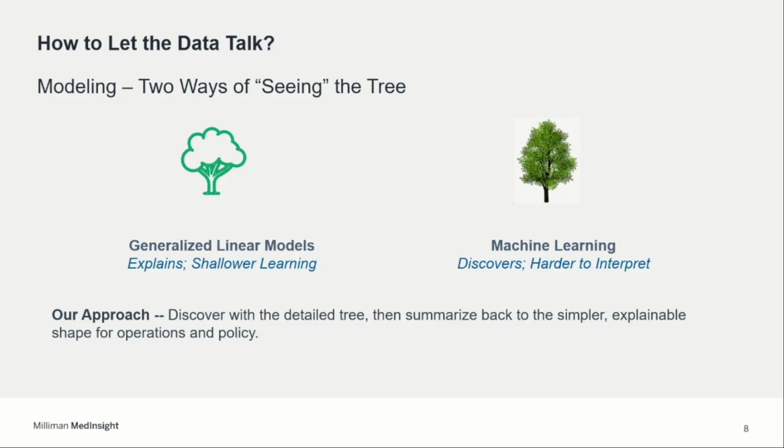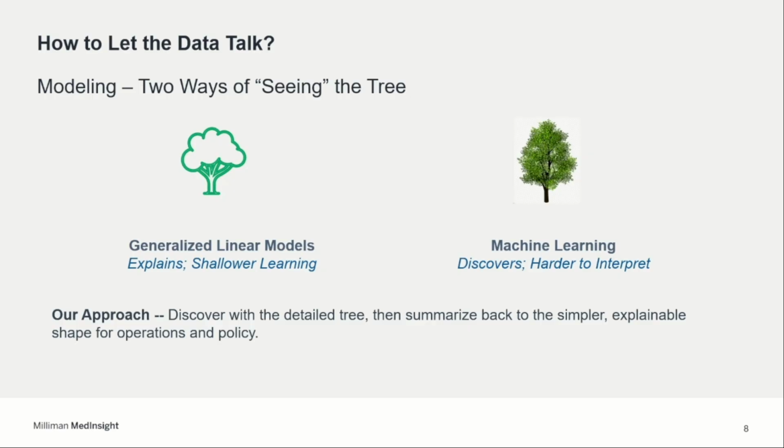So how have we approached this? An analogy would be thinking of modeling like drawing a tree. On the left side, you see the classical statistical view, where you draw the tree trunk and then a kind of dome-shaped crown. It's explainable, it's beautiful, and it gives you a rough sense of what's going on, but it's also a shallower learning.